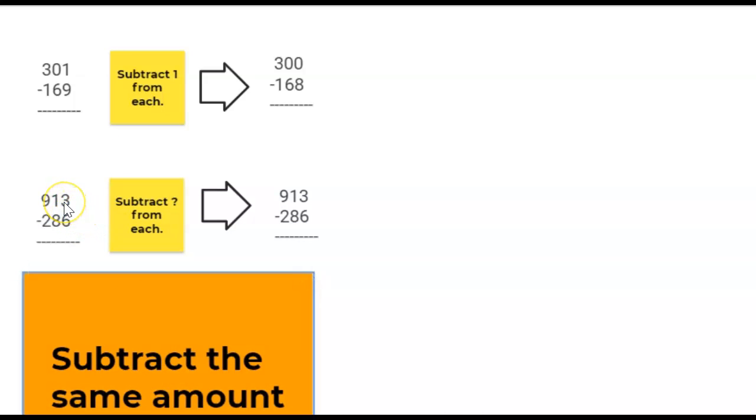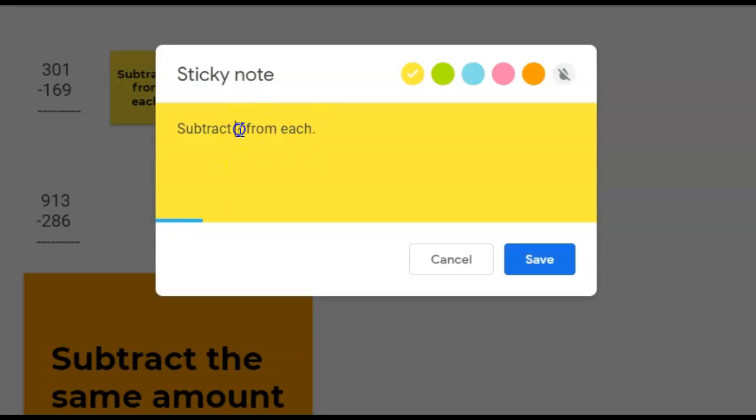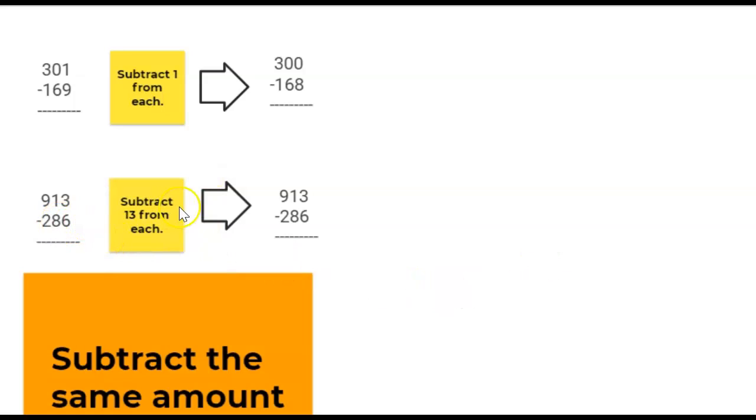So in this case, you could go a few different routes. You could change this top number of 913 to 910 by subtracting 3. I'm going to go all the way and make it 900. I'm all in. So I'm going to subtract 13 from each number. So 913 becomes 900, and then 286 becomes 273.